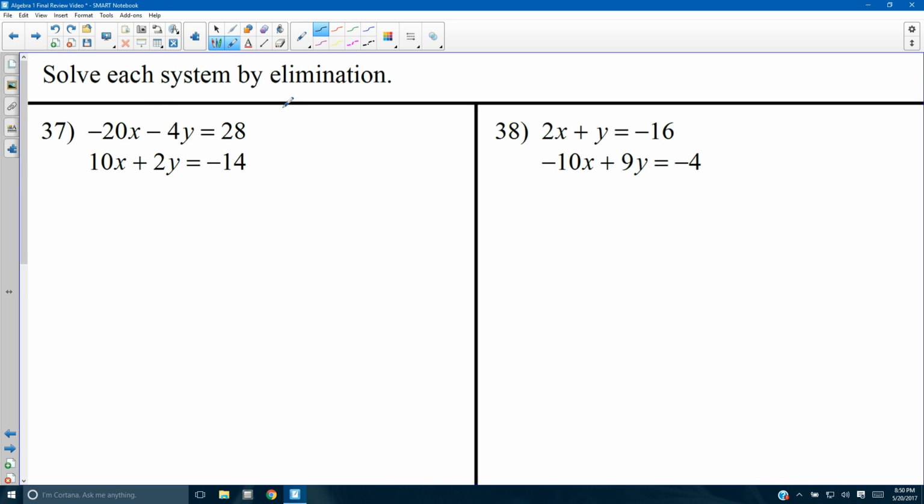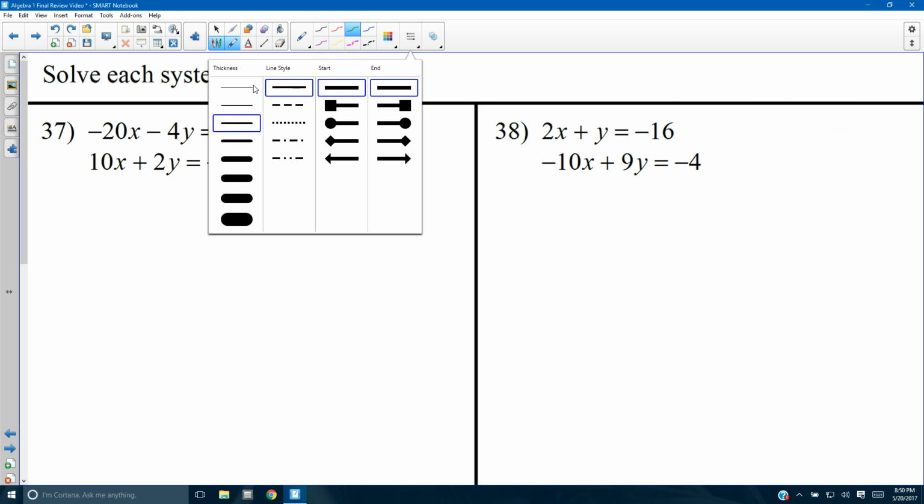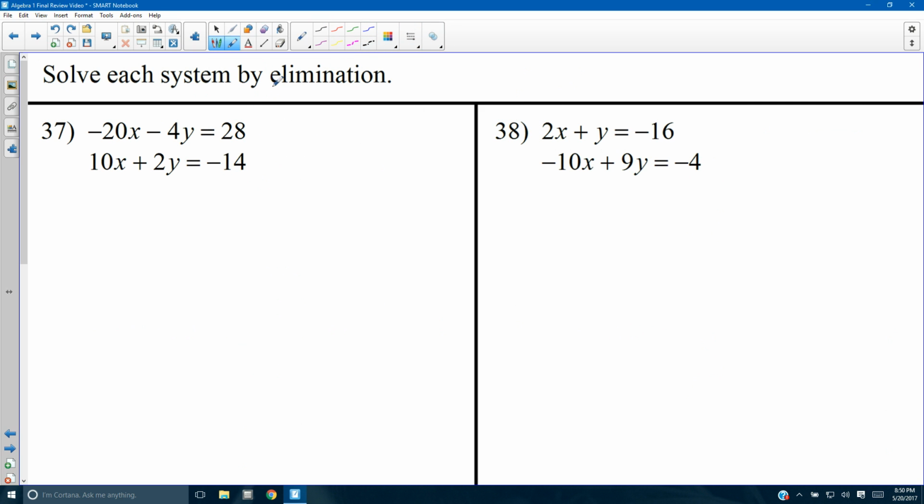Solve each system by elimination. Okay, so we're going back to some of the other stuff from before. Now we'll start playing with these problems a little more to my liking, saying here are different things you can do, especially when the numbers get big. For example, I don't like these numbers. They're too big. I want to divide them by 4 because I can.